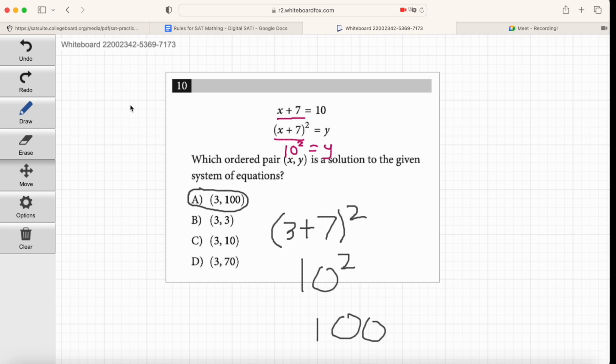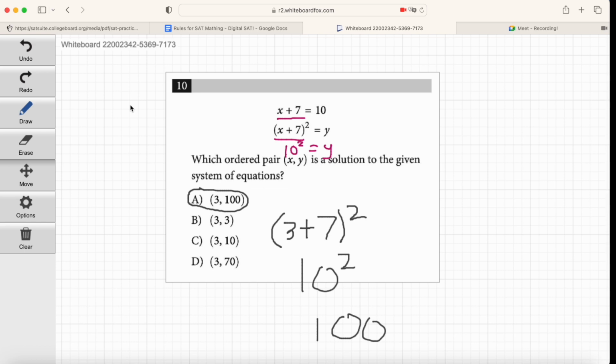In a sense, this is a substitution question. We can substitute for x plus 7. Just plug in that 10, and that works. We could solve for x as well. Again, we know x is going to be 3. There's no way around it. But plugging in is pretty easy there. Any questions about that? No. That's just not bad. I mean, it's really not.